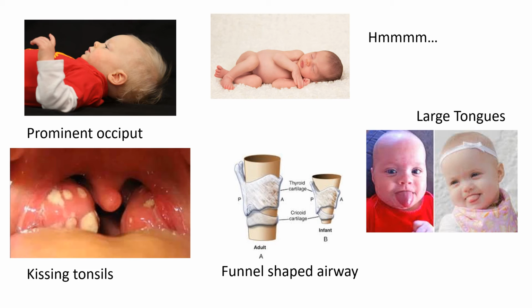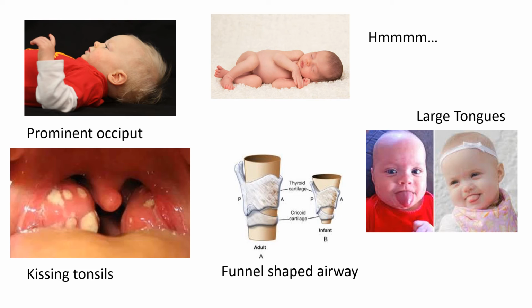So why is a prominent occiput, at the back of the child's head, why is that a problem? Well, if the child's lying on their back or they're supine, the prominent occiput will cause their neck to flex forward, and that might impair the airway. So what can you do to help this? Put a blanket or a towel or something underneath their shoulders, under their upper chest, to help decrease that flexion of the neck.